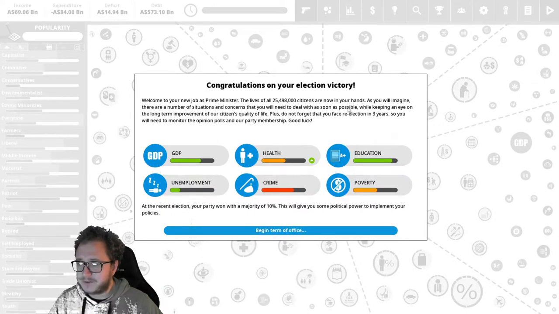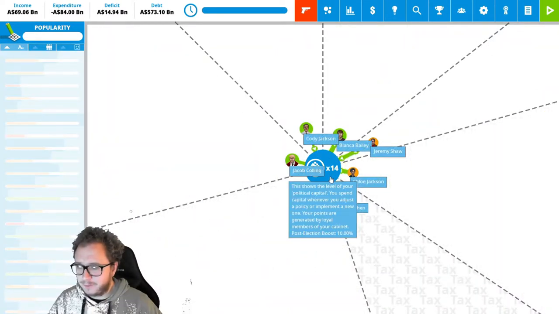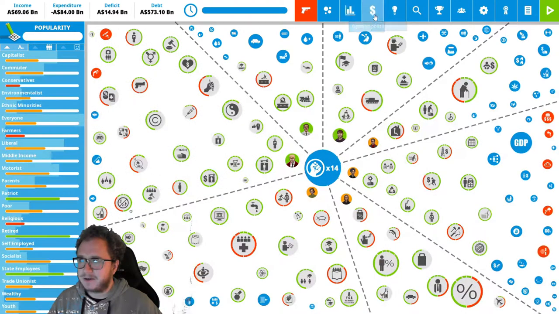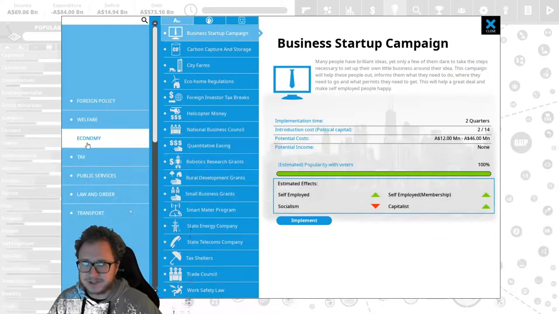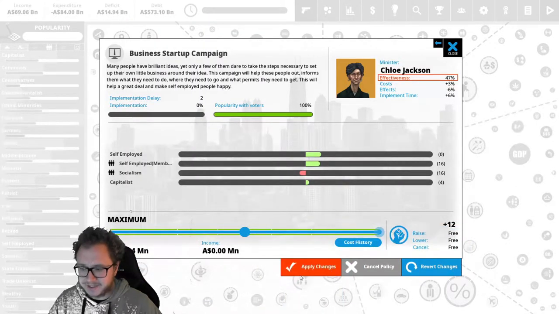I have the lives of 25,500,000 citizens in my hands. I have a 10% majority, and I face re-election in 3 years. So I only have 14 political capital, which is not fantastic, but the first thing I'm going to do is head to the economy. I'm going to get the business startup campaign. I'm going to fund that to the maximum.